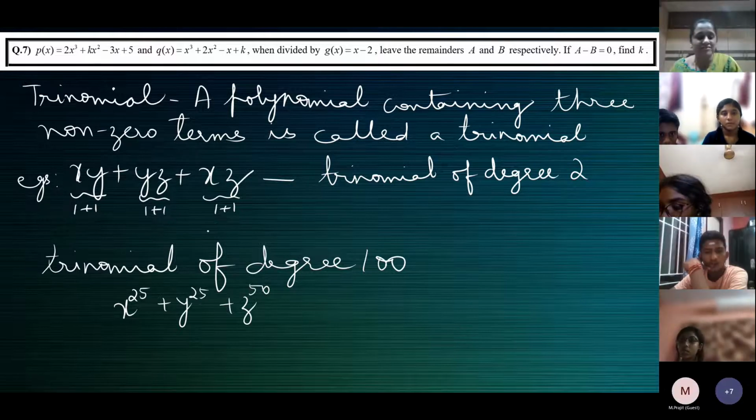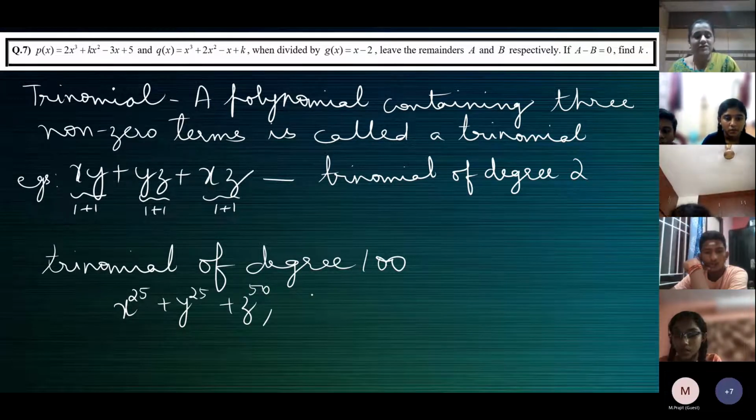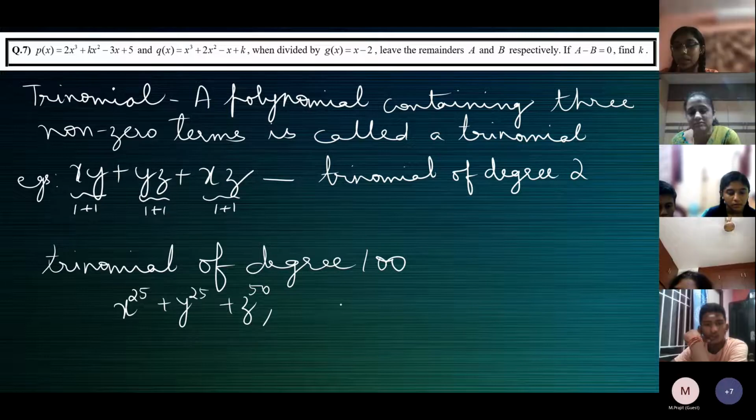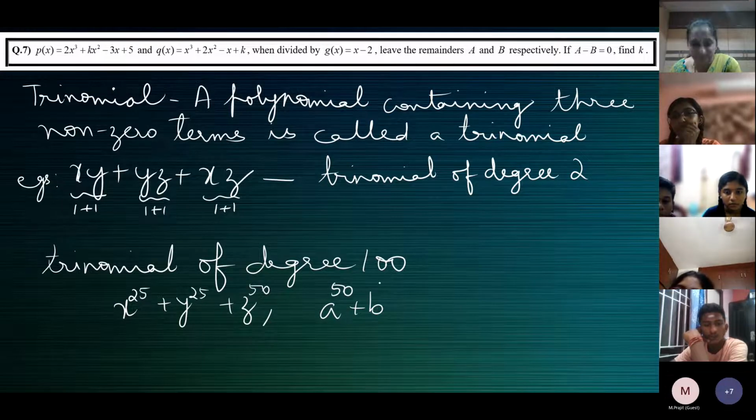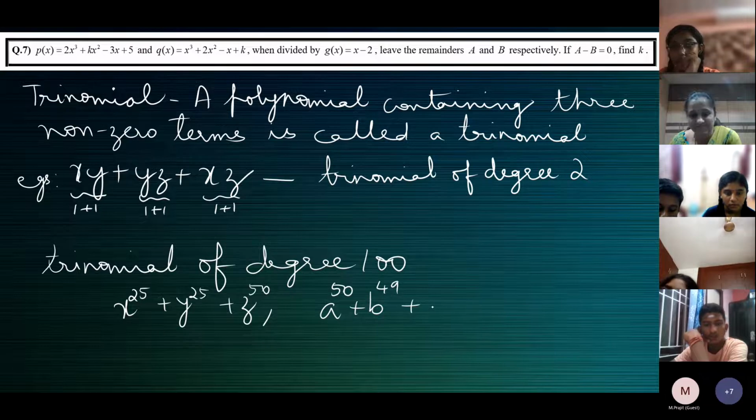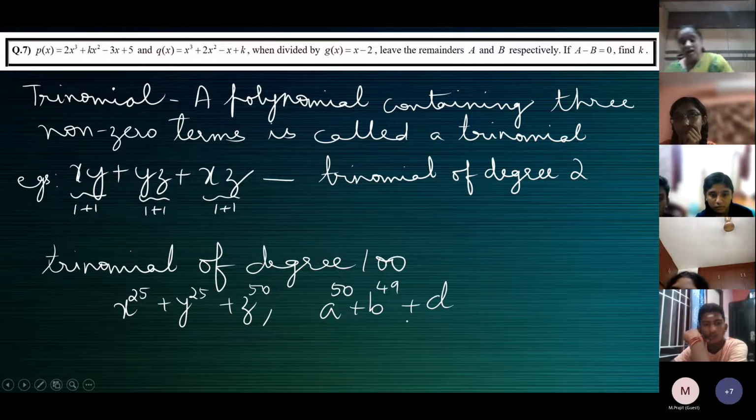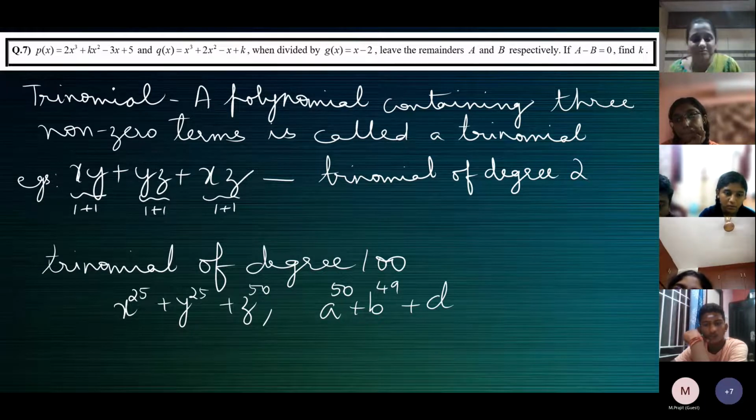Thank you, children. So this example was from Prajit. Another example. Ma'am, a power 50 plus b power 49 plus d. Is this of degree 100? I haven't still given my comment. I've just written whatever you people have told me.